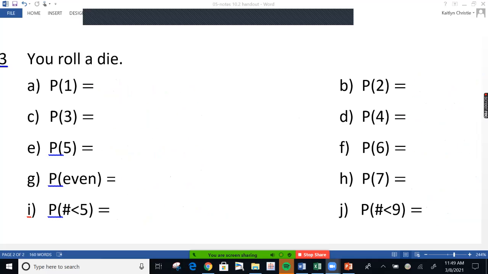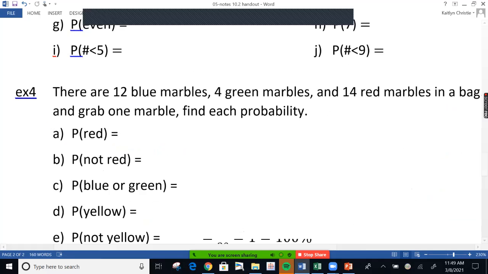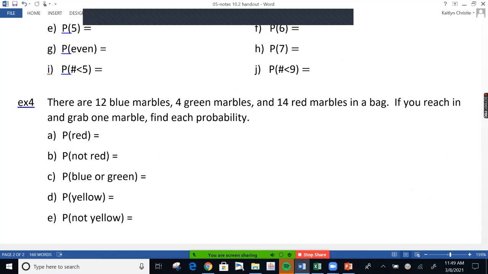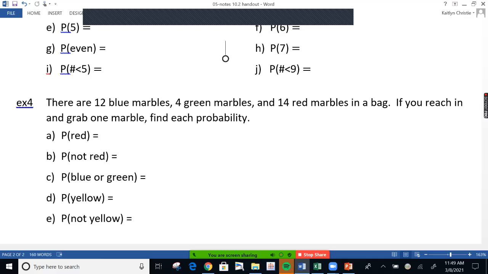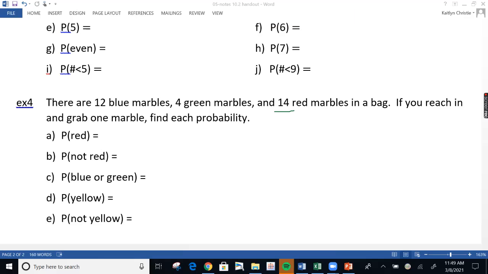So let's move on to number 4. There are 12 blue marbles, 4 green marbles, and 14 red marbles in a bag. If you reach in and grab one marble, find the probability of each of them. So if we're finding the probability of drawing a red marble, think about how many red marbles are going to be in this bag. There's going to be 14 over the total number.